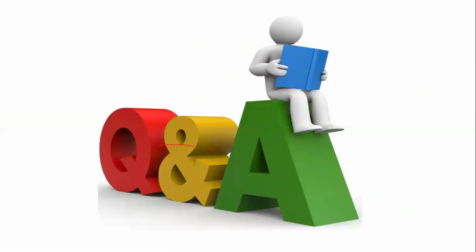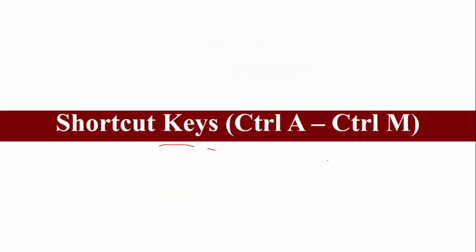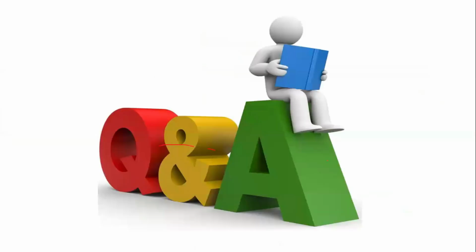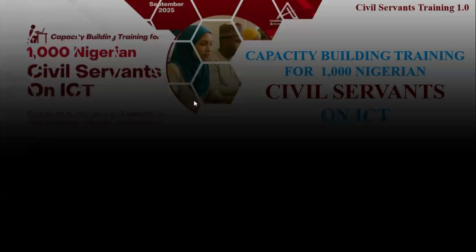So what of Control E? Well, it's used to put text on center. Yes. Control E, as we all know, is center alignment. It will align your text into the center. So I think this is all about our today's lesson.